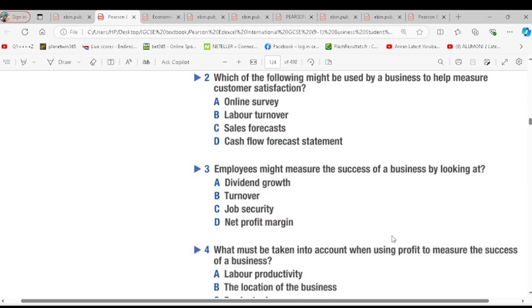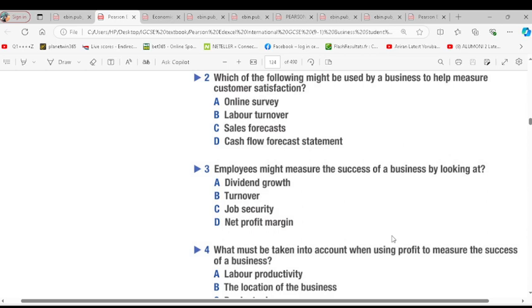Cash flow means the inflow and outflow of money into the business. The forecast there is prediction. You predict your inflow or outflow. That is cash flow forecast. Sales forecast is your predicted revenue. Labor turnover, I told you. Online survey means gathering information online. So which one of these might be used by a business to help measure customer satisfaction?